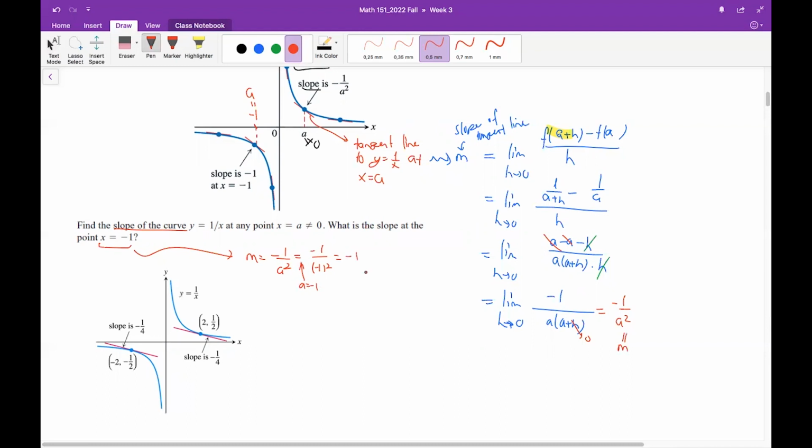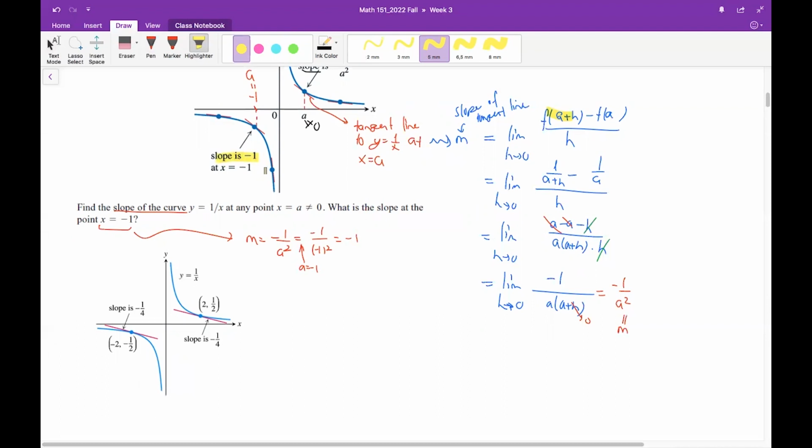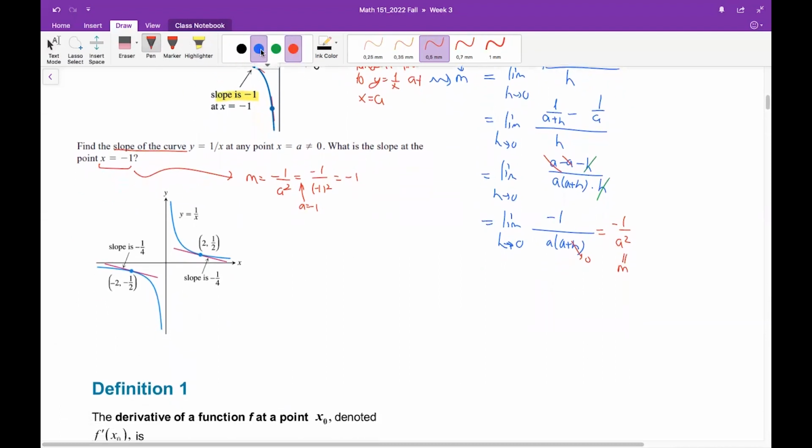And now, as it is indicated here, the slope is minus 1. And now we can try to find one more thing. So here, another point is given. This point is minus 2. And let's try to write the equation of this tangent line, okay?